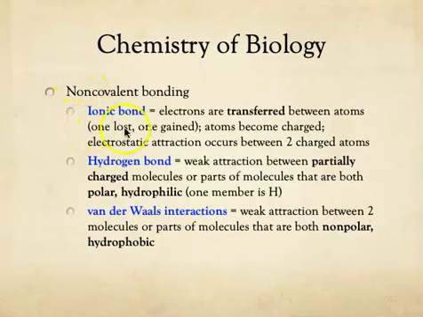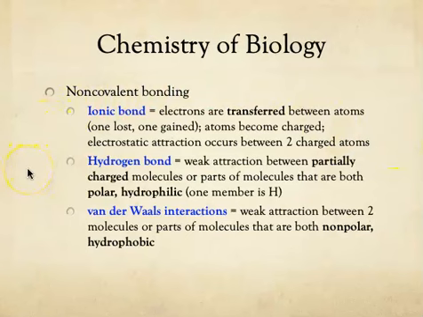Ionic bonds form between two ions. Remember, this is the case where electrons are transferred between two atoms. One atom loses an electron, one atom gains an electron. And it solves the problem of unpaired electrons in the valence shells of those atoms. As a result of the transfer, those atoms become charged. One becomes positive, one becomes negative. So an ionic bond is essentially an electrostatic attraction between those two charged ions.